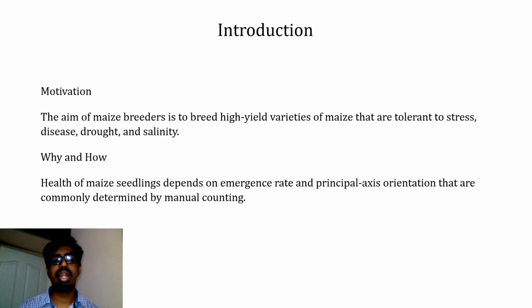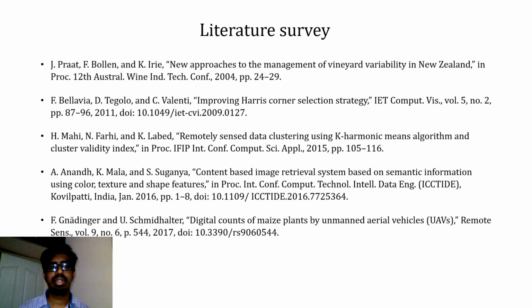Currently, emergence rate and principal axis orientation are commonly determined by manual counting. But this method is labor intensive and inaccurate. To overcome this drawback, image-based automated phenotypic trait estimation is used, which gives more accurate information at a large scale for better crop production.